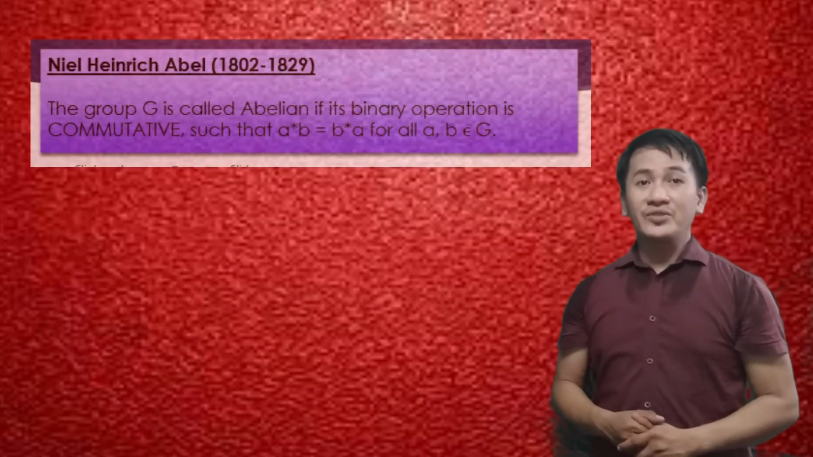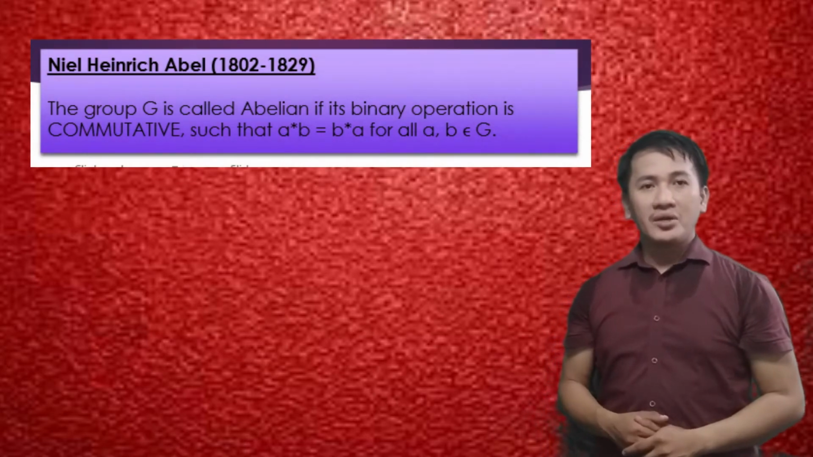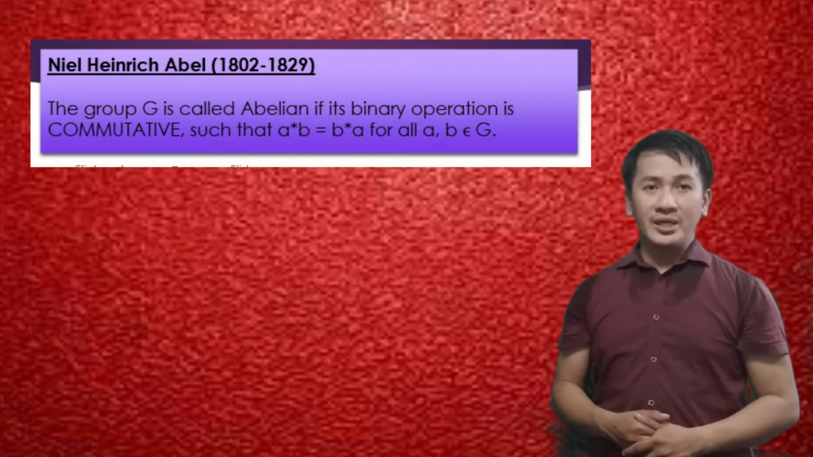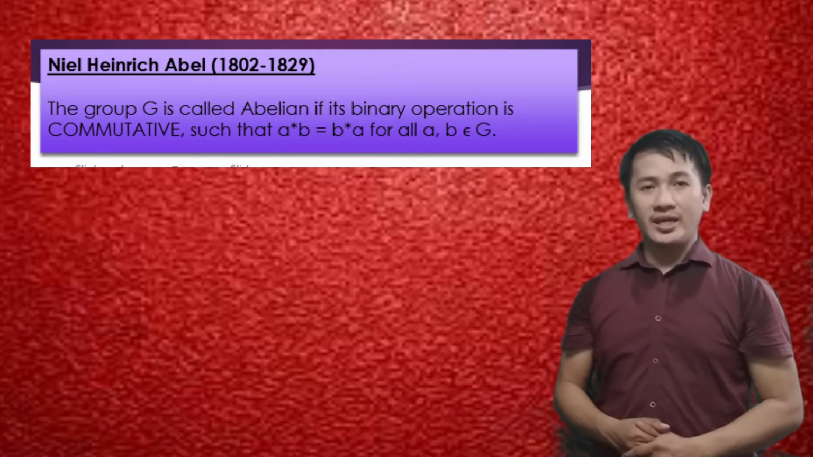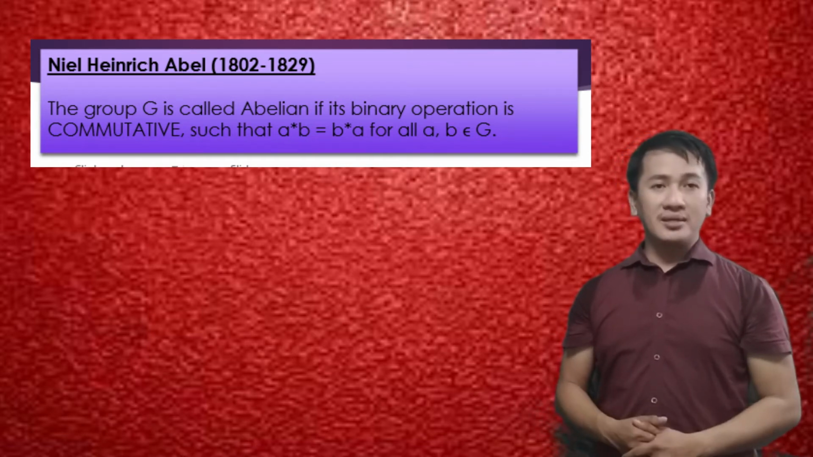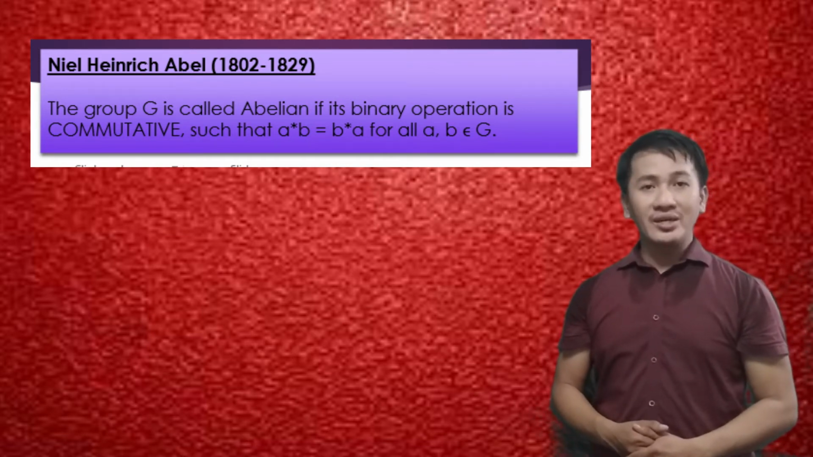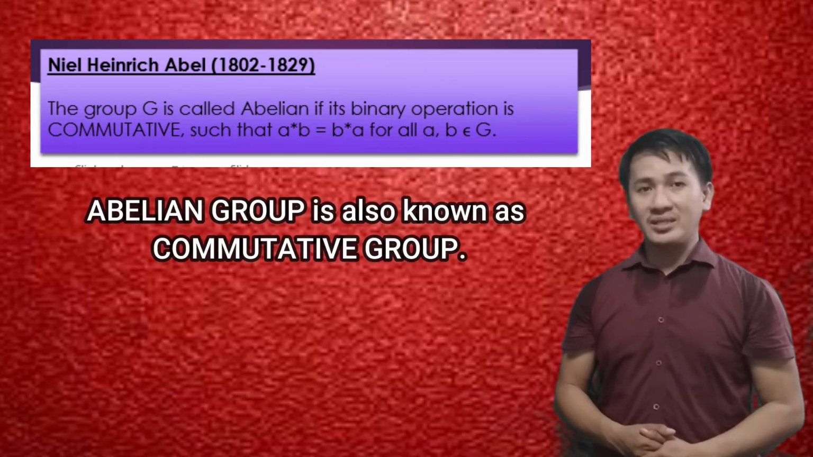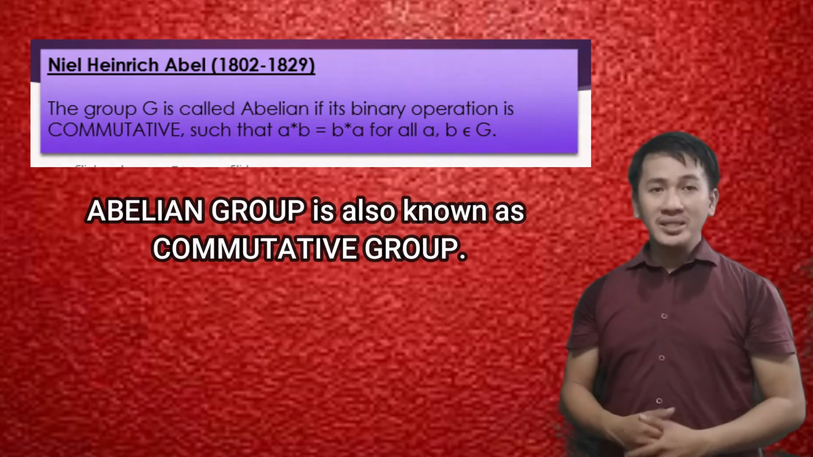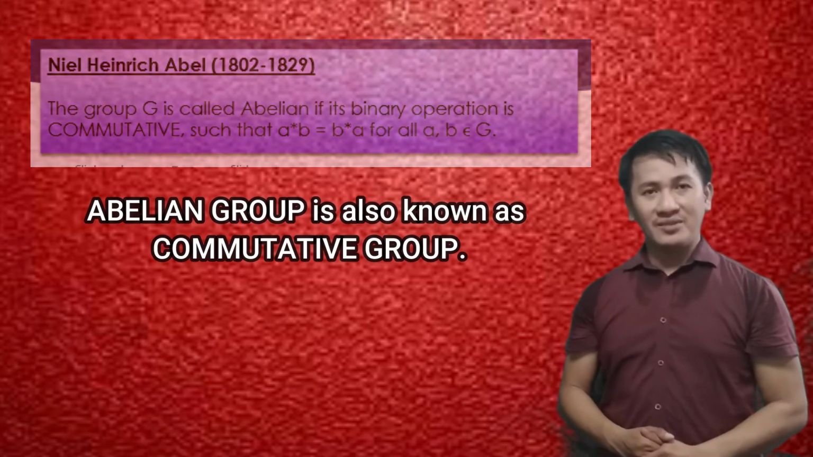Now, what if the group is commutative? There's another term in group theory that is famous, and it is named after Niels Henrik Abel from 1802 to 1829. This group is called abelian. The group G is called abelian if its binary operation is commutative such that A star B equals B star A for all elements A and B. Abelian is also known as commutative.